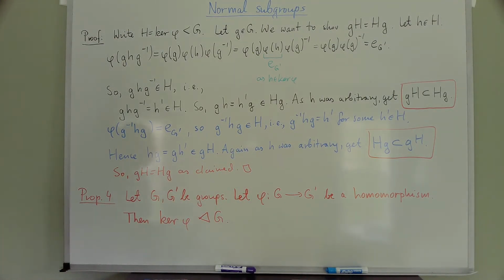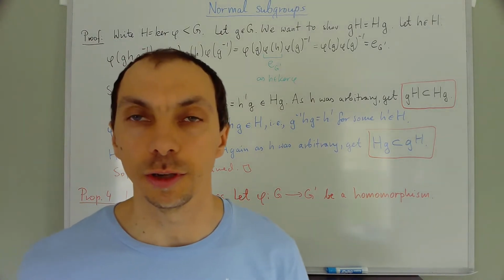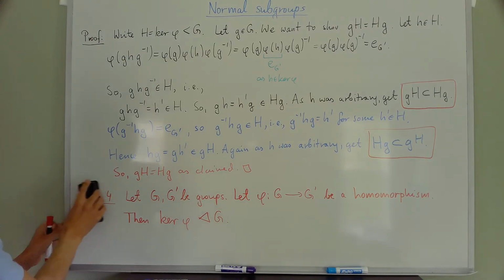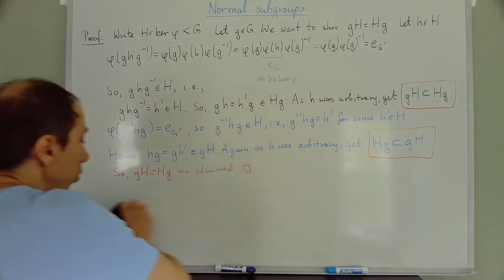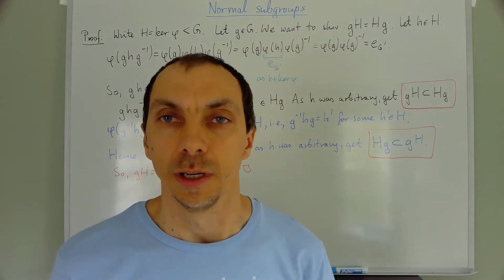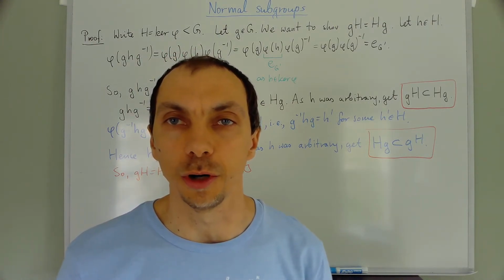Okay, and this finishes the proof of the proposition. So kernels of homomorphisms are normal subgroups. At this point, I cannot yet show you that every normal subgroup is the kernel of a homomorphism. For that, we need to develop a little bit more of theory.